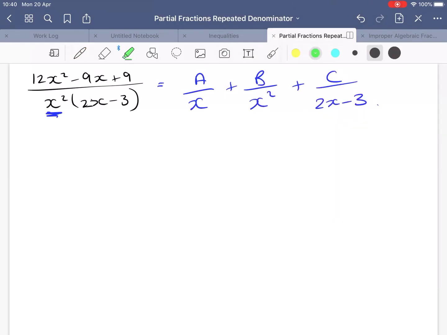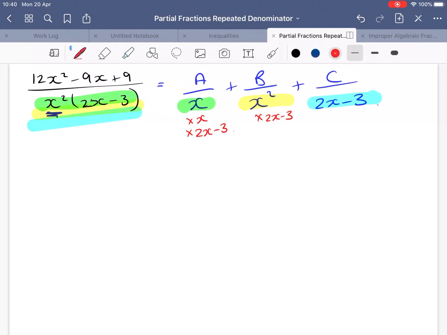So one step at a time. I've got to make this denominator match this denominator. So what do I have to do? I need an extra factor of x and a factor of 2x minus 3. Right, I've got to make this denominator match this denominator. So what do I need? Well, in this case, I just need the 2x minus 3. And then the final one, I've got to make this denominator match this denominator. So I just have the x squared. And remember, whatever you multiply the denominator by, you have to multiply the numerator.